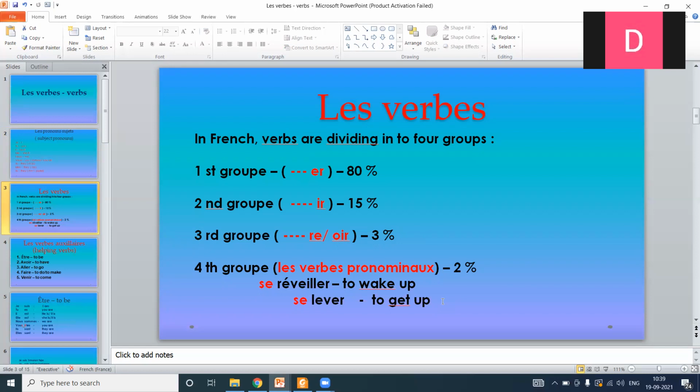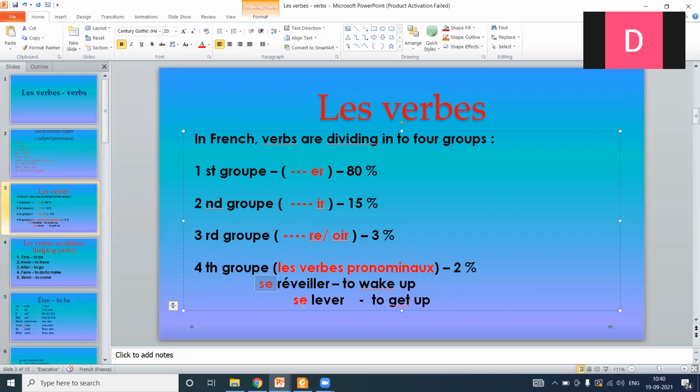Se réveiller, se laver. If se is there: first group we can identify, ending is ER. Second group we can identify, ending is IR. Third group, RE and OIR. Fourth group, starting it will be with se. Se réveiller, to wake up. Se lever, to get up.